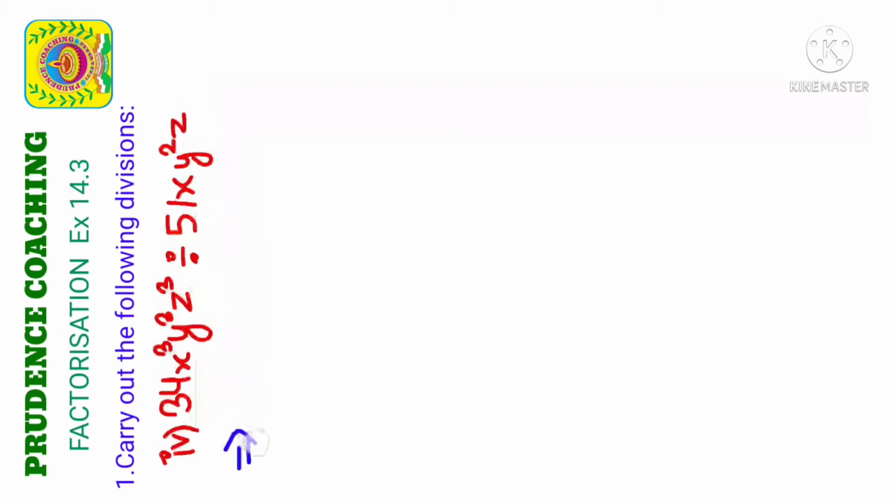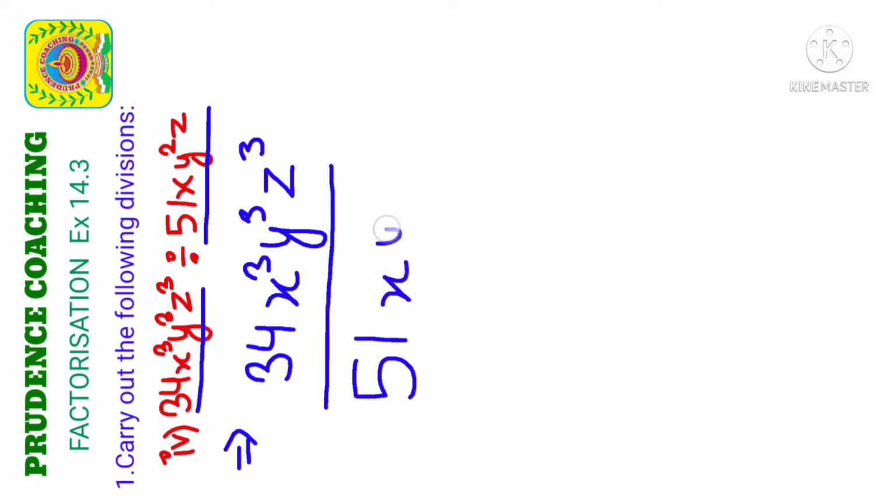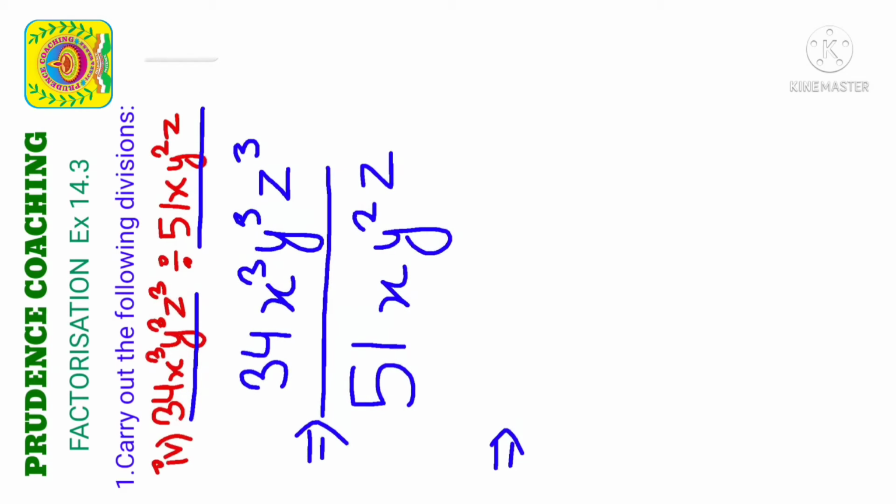So let us start with sum number 1, Roman 4. Here, as you can see, we have the dividend, that is 34 x cube y cube z cube, and the divisor with which we are going to divide the dividend, that is 51 x y square z. Now after this we have the constants 34 and 51. We know 17 twos are 34 and 17 threes are 51. So here we are cancelling with the HCF 17.